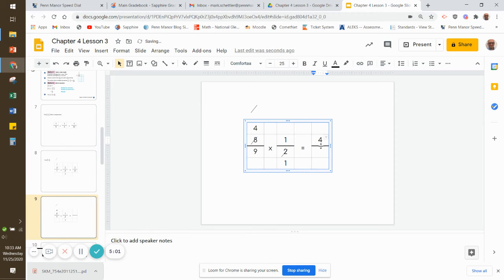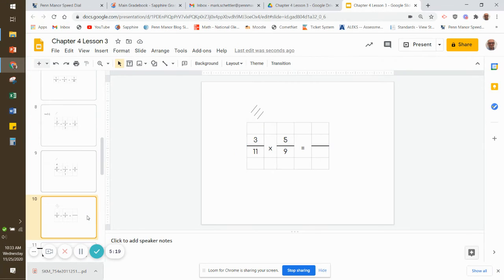And 9 times 1, which is 9. Got to ask myself, for 4/9, can I reduce this? I don't think so. There are no common factors of 4 and 9 other than 1. One more example. Promise I'll let you go.